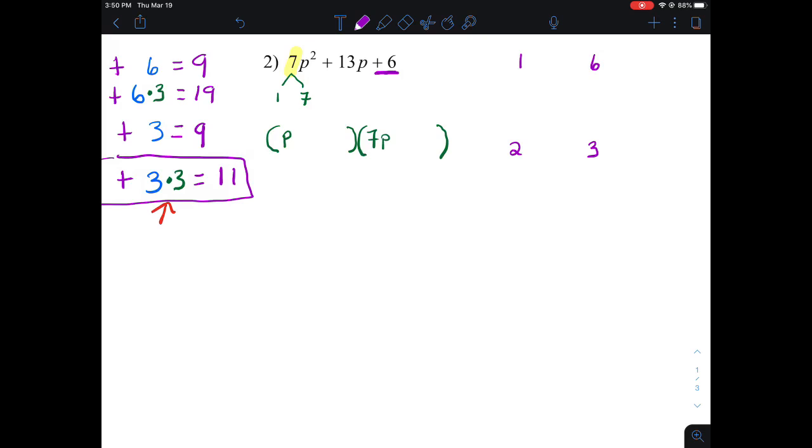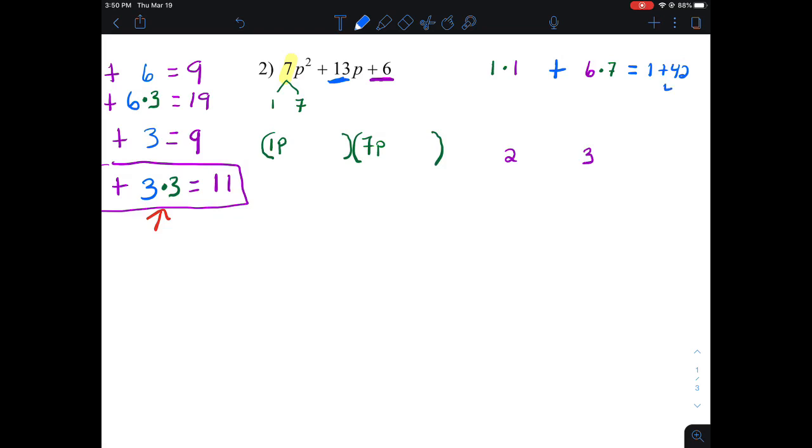When I go through the process of distributing, like we saw in the previous example, one of those numbers is going to get multiplied by a 1, and another can get multiplied by the 7, because I really have a 1p right here. So I'm going to do trial and error. So 1 times 1 and 6 times 7, and I'm going to add those together and see if I get this number in the middle. Well, 1 times 1 makes 1. 6 times 7 makes 42, which if I add those together, I get 43. That combination of numbers did not work.